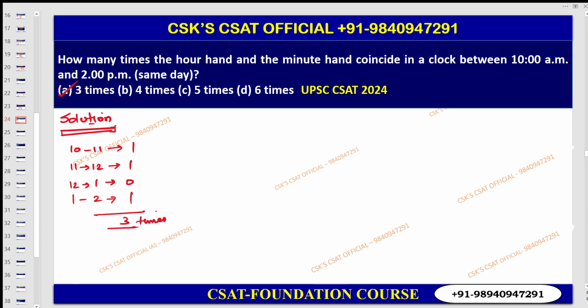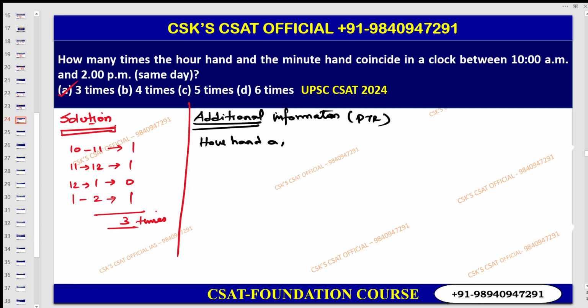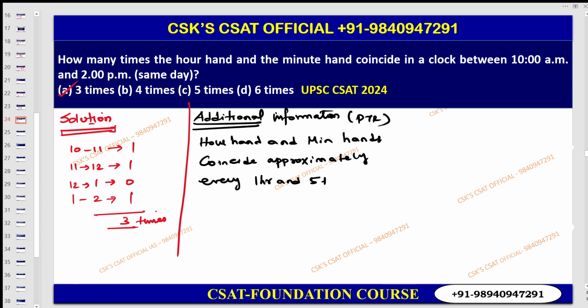Okay. So let me give you additional information, so that you can understand. Now, the additional information, or points to remember: the hour hand and the minute hand coincide approximately every 1 hour and 5 plus minutes.